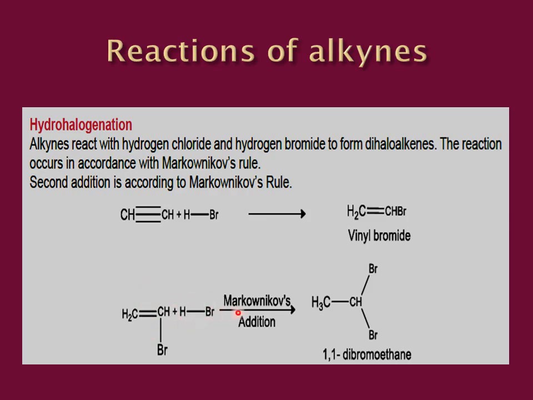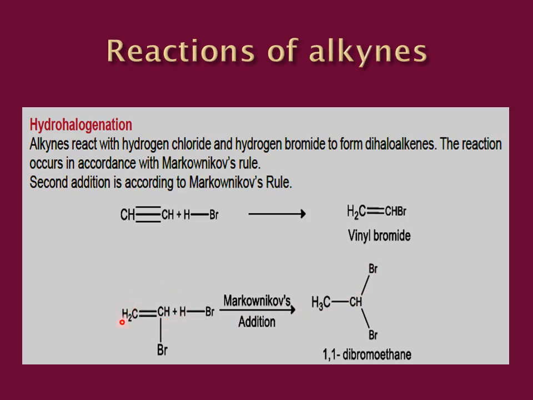So this carbon is having one hydrogen, the other one is having two hydrogen atoms. So the negative portion of this reagent, which is bromine, is going to add with this carbon atom. And you can see Br is attached with this carbon atom and hydrogen is added on this CH2 group, giving us 1,1-dibromoethane in accordance with the Markovnikov's addition.